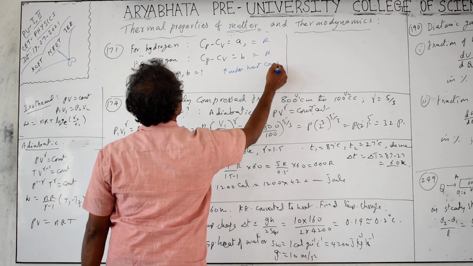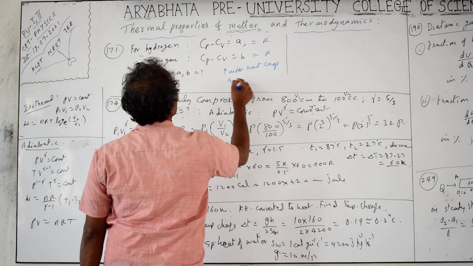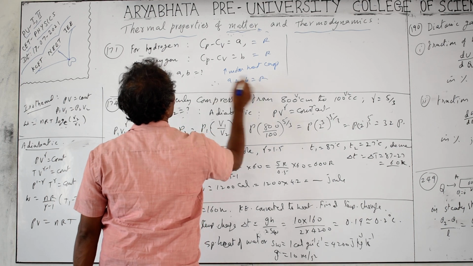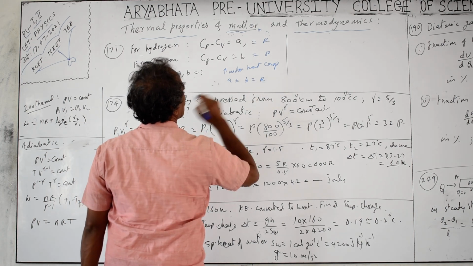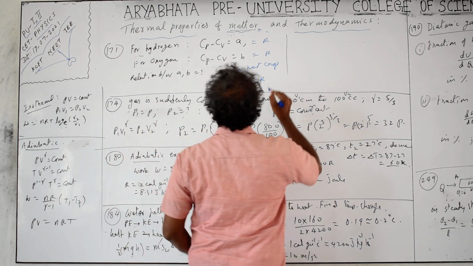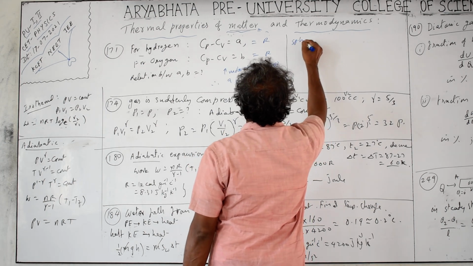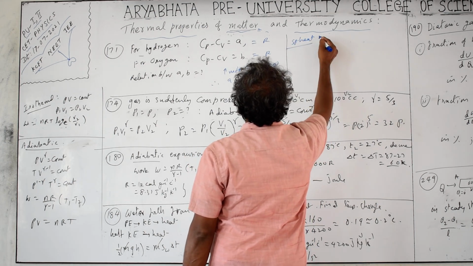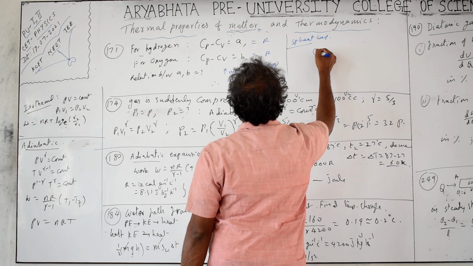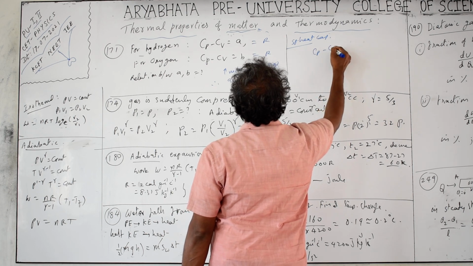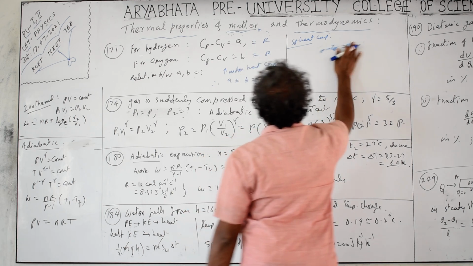So A equals B equals R for any gas. But if you are taking specific heat capacities, and they are given as small letters, they will give Cp minus Cv equal to A.